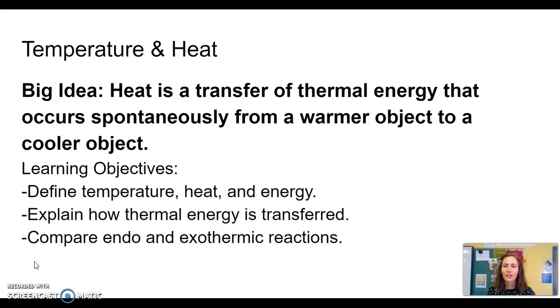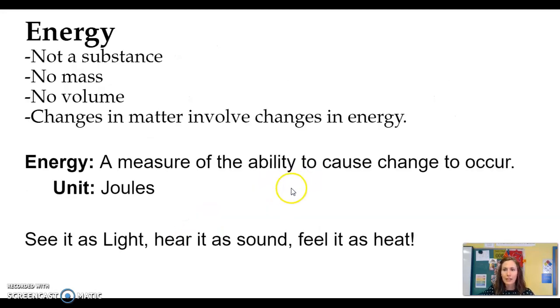So we're going to work on our second learning target in quarter 4, which is thermodynamics. And so we have a few big ideas and learning objectives to talk about today. Our first big idea is heat is a transfer of thermal energy that occurs spontaneously from a warmer object to a cooler object. We have 3 learning objectives we're going to talk about in this first section. So energy is not a substance, it doesn't have mass, and it doesn't have a volume.